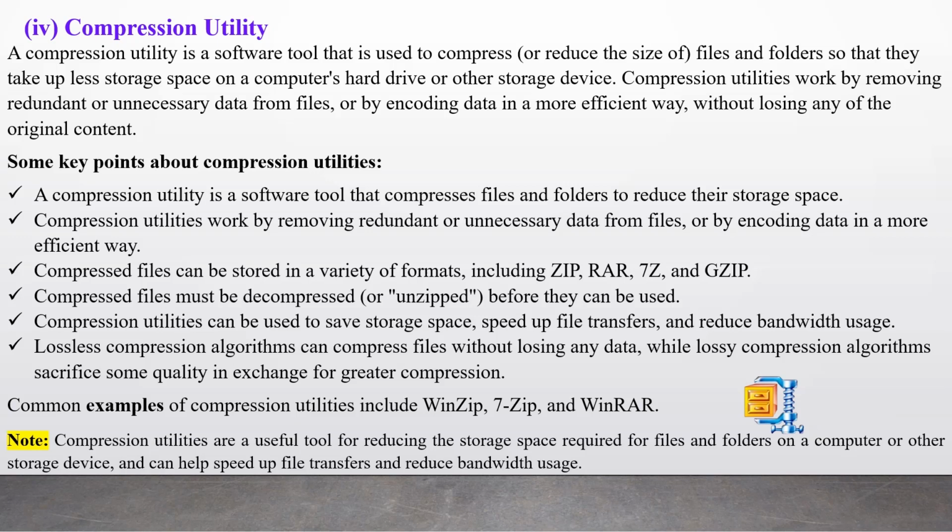Compression utilities can be used to save storage space, speed up file transfers, and reduce bandwidth usage. Lossless compression algorithms can compress files without losing any data, while lossy compression algorithms sacrifice some quality in exchange for greater compression. Common examples of compression utilities include WinZip, 7-Zip, and WinRAR.